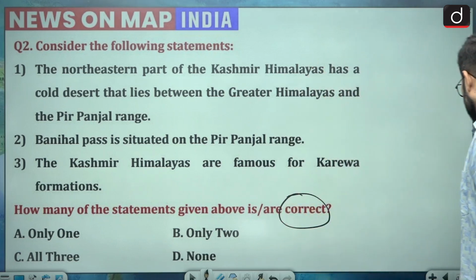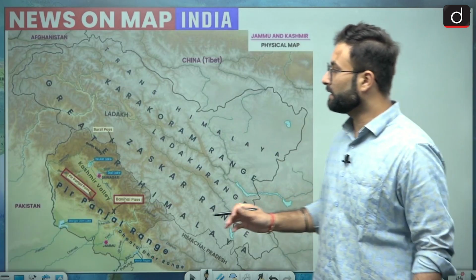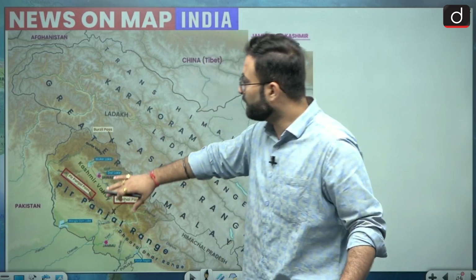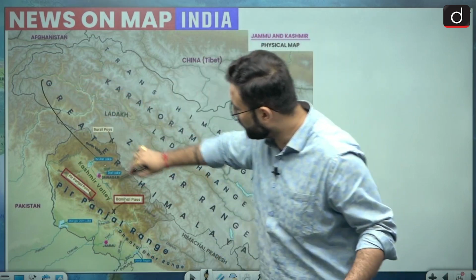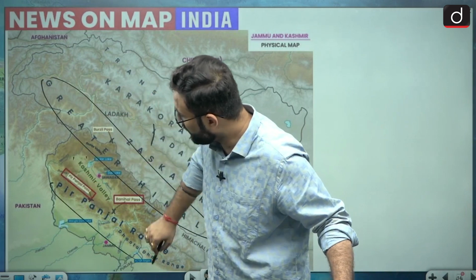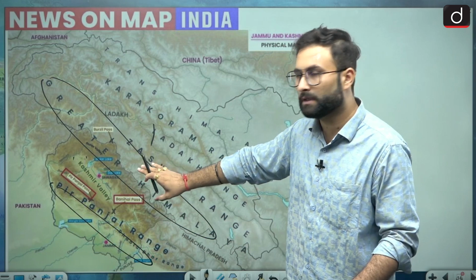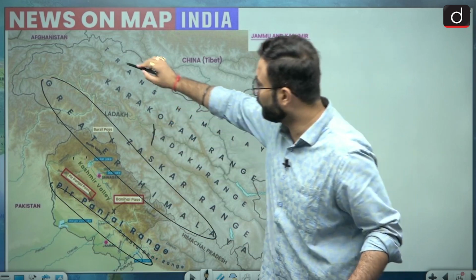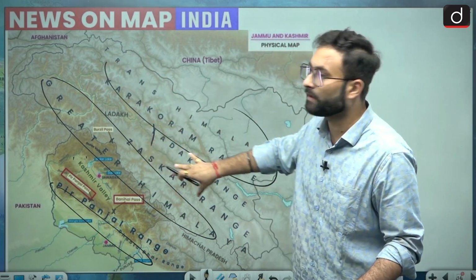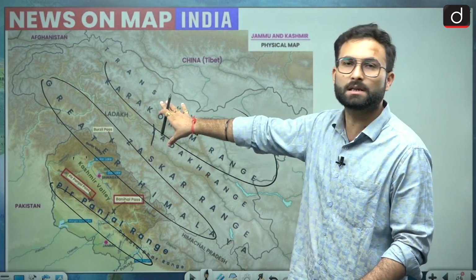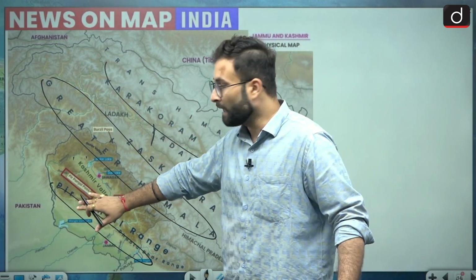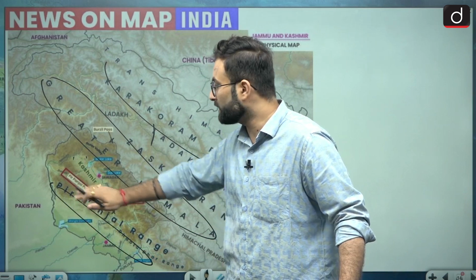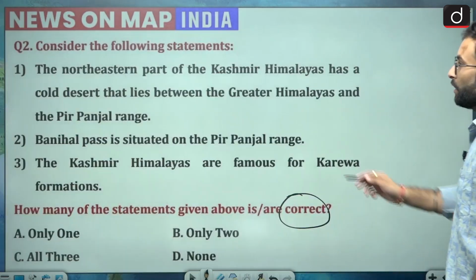Now looking at the first statement. They are saying that this is your Pir Panjal, and then you will see the Greater Himalayas. This is your Greater Himalayas, this is your Pir Panjal, and they are saying that this part is cold desert. No, this is not. Cold desert is between the Greater Himalayas and the Karakoram. Over here you will see the area of Ladakh and Leh, etc. That is basically your cold desert. This is the Kashmir Valley region. So statement 1 becomes wrong over here.